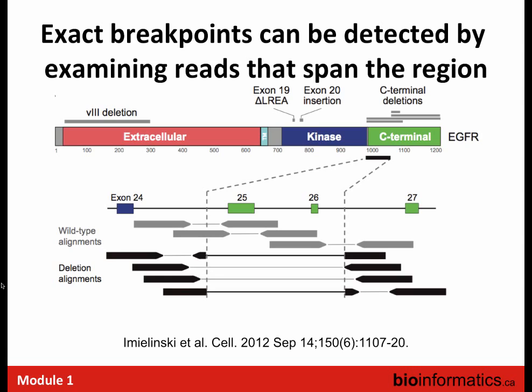Can I ask another quick question? Yeah. So the smallest piece of this read that has a gap, how much would you say is the minimal size of this piece for reliable alignment?